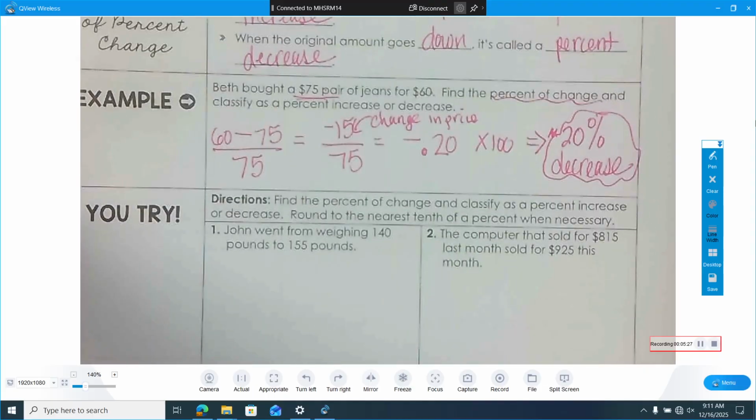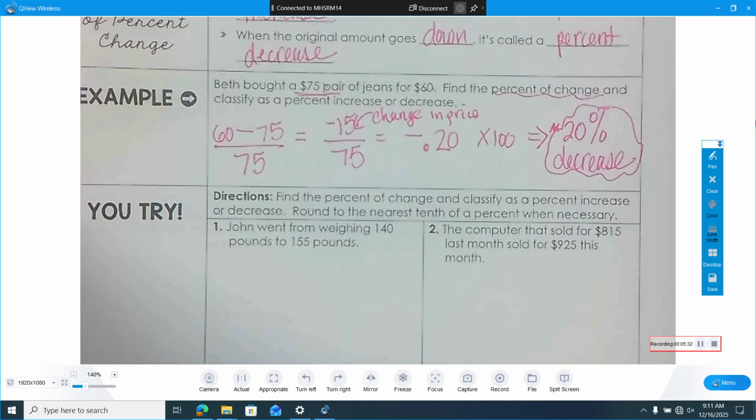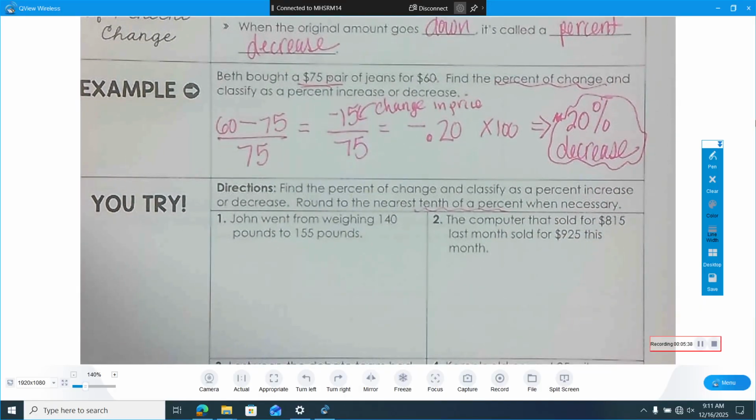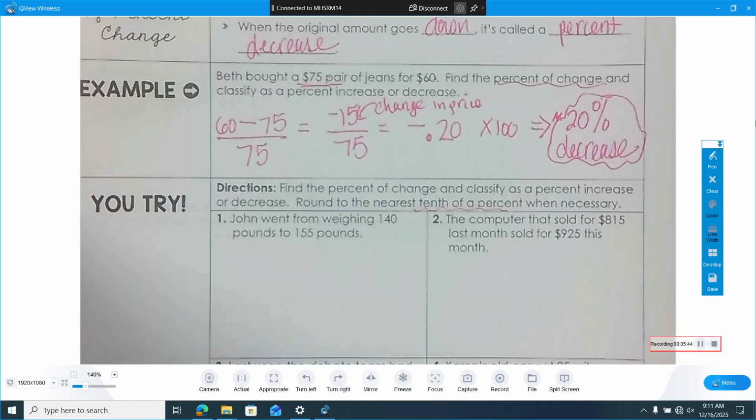Let's try a couple more. Find the percent change and classify it as a percent increase or decrease. Round to the nearest tenth of a percent when necessary. Number one, John went from weighing 140 pounds to 155 pounds. Is he going to be an increase or decrease? Increase, right? Because his weight is going up.